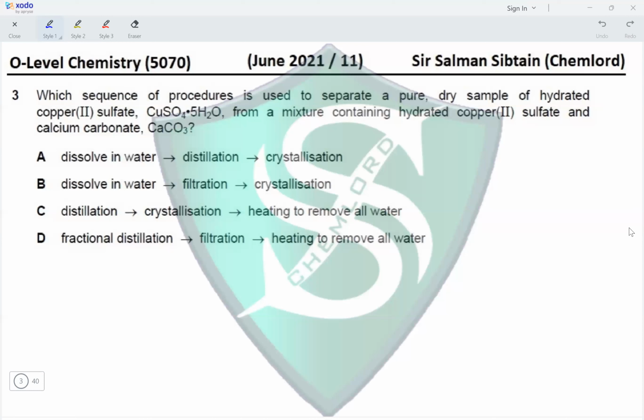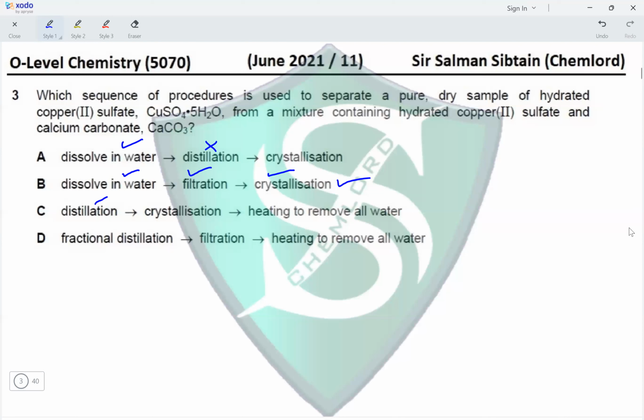So the process should be dissolving our contents in water, then filtering, and then crystallization. Option A has dissolving in water, but then it has distillation. Distillation makes it wrong. Option B has dissolving in water, followed by filtration, followed by crystallization, which is correct. So option B is correct here.